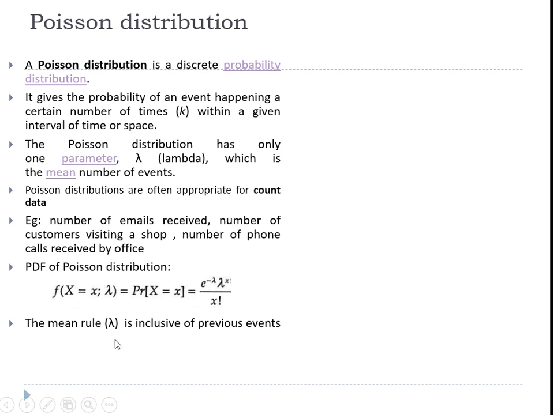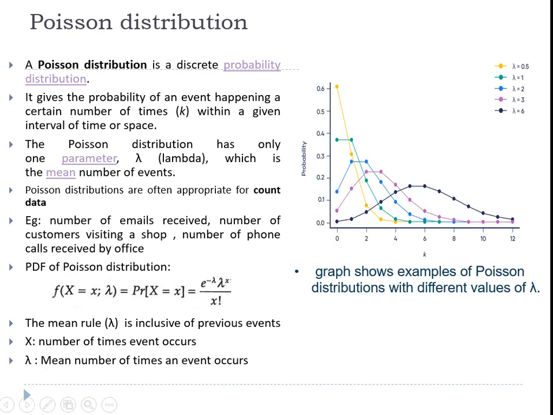So here lambda is actually the mean rate, which is inclusive of the previous events. X is the number of times the event happens, and lambda is the mean number of times an event will happen. So this is the graph which will show the Poisson distributions. As I go on changing the lambda value, I can see that the Poisson distribution will change, right? What is lambda? Mean number of times an event occurs.